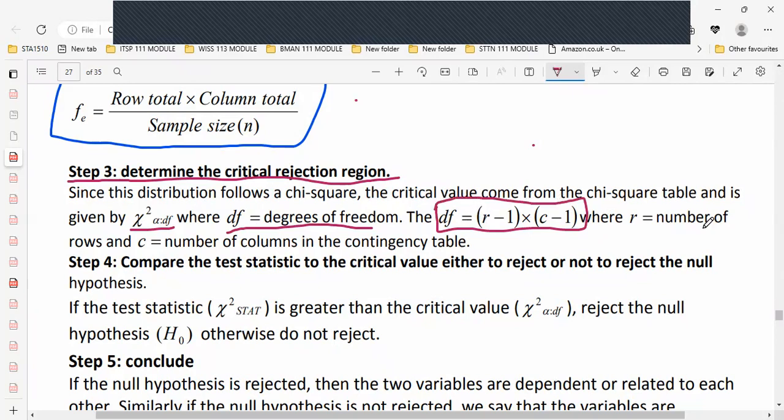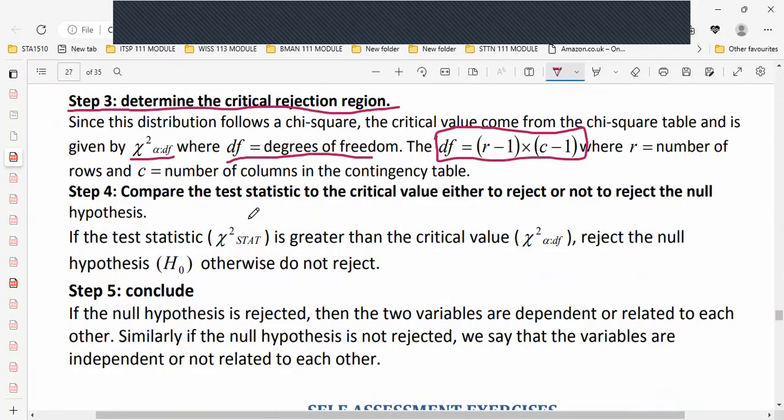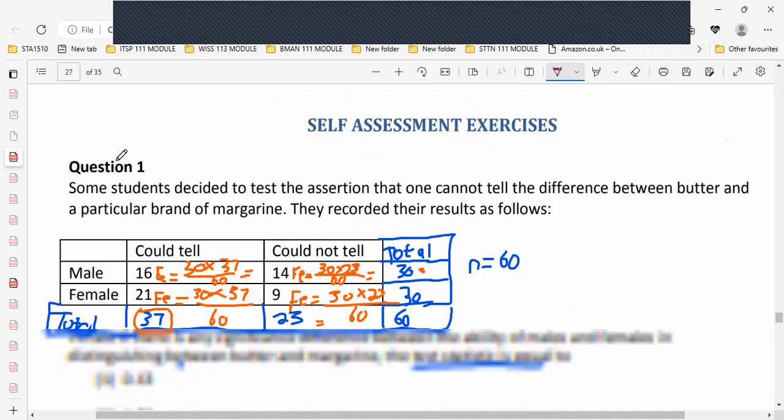R is equal to number of rows. C is equal to number of columns. I'll explain this one. Let's look at one question where we are required to calculate the degrees of freedom. After degrees of freedom, I will show you how to calculate the critical value. Let's look at one question.